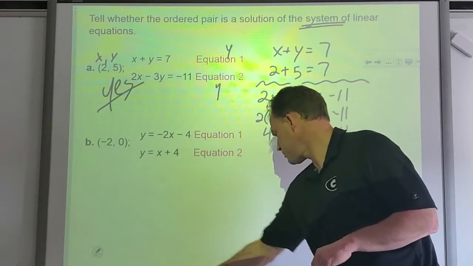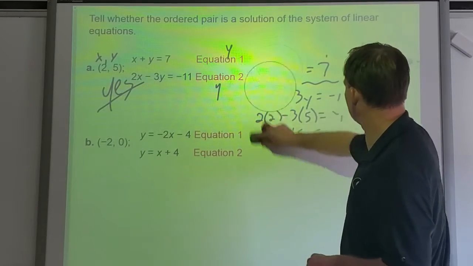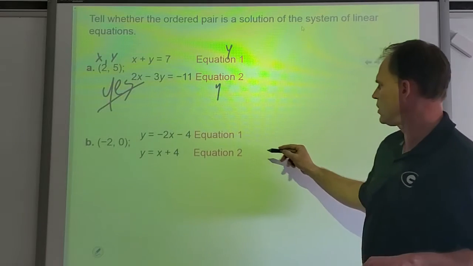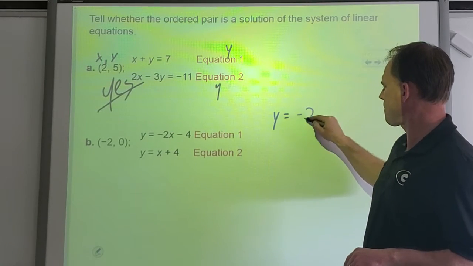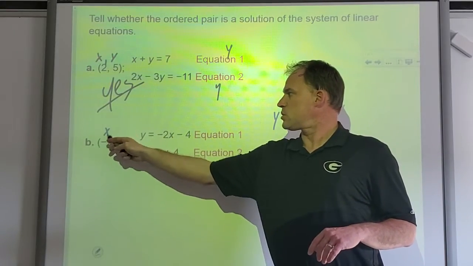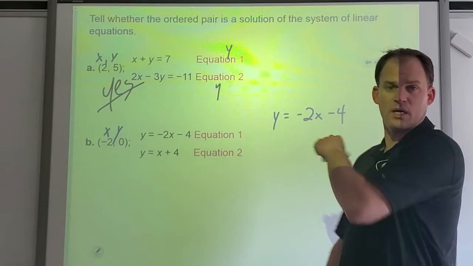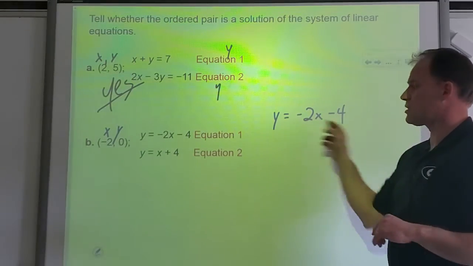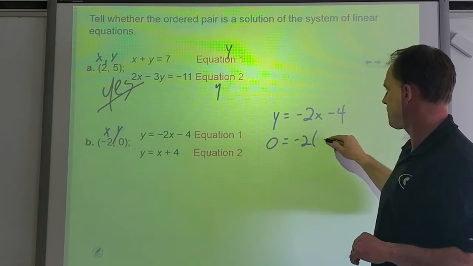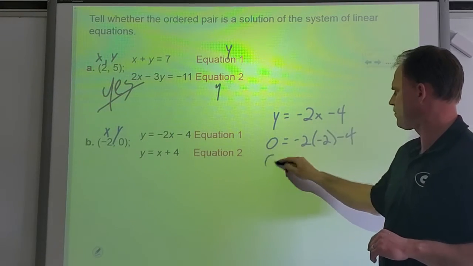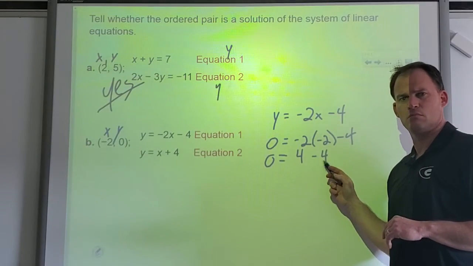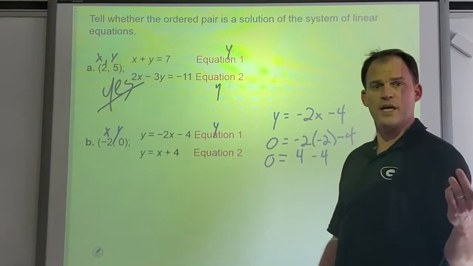Okay, let's do it again down here. So equation 1. Again, x is always first, y is always second. Plug them into the appropriate place. Here the equations are out of order, doesn't matter. Put them in the appropriate place. Do the math. Does 0 equal 4 minus 4? Yeah. So the first one checked out to be true.